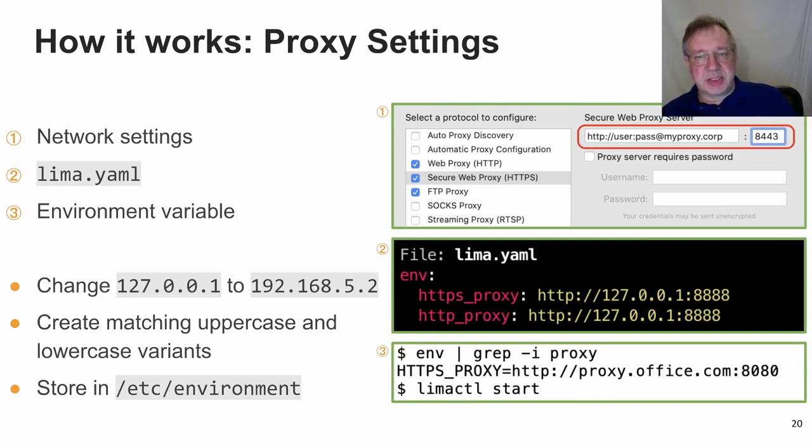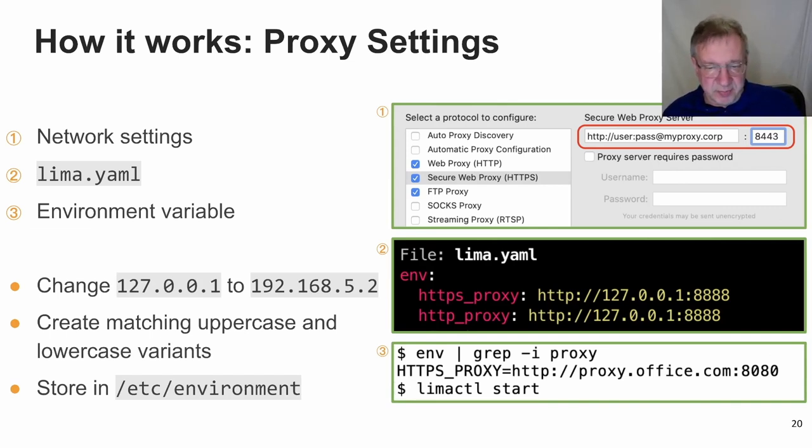The system settings can be overwritten by the lima.yaml configuration file for the virtual machine, because sometimes a user wants to use different proxy settings for the VM than for the rest of the host. And finally, we use the environment variables from the process environment when the instance is being started. This results in most of the time the proxy being configured automatically without any user intervention. But if there are special considerations, we have the mechanisms to override this.